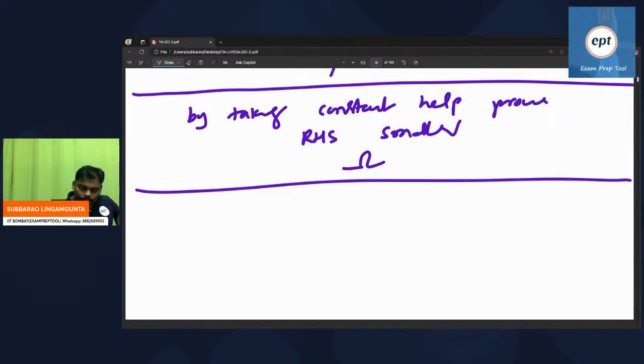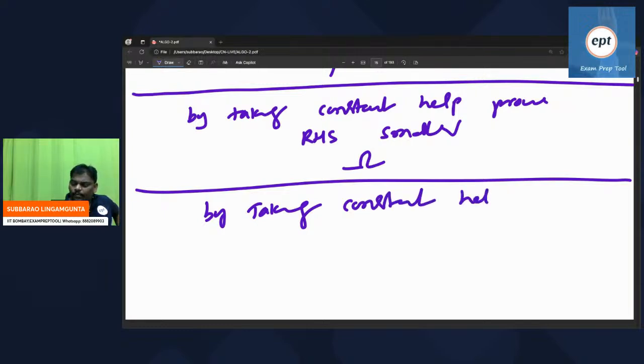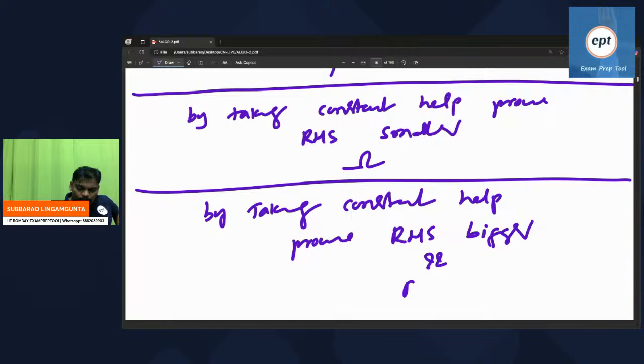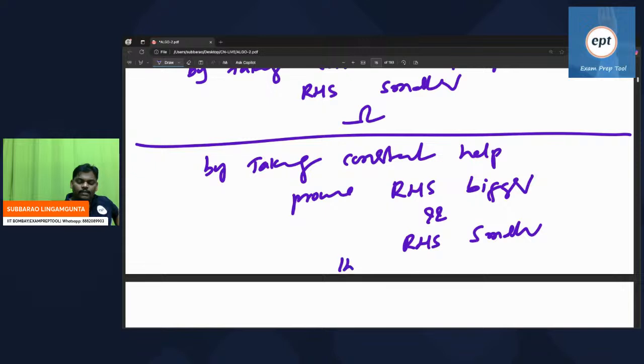Next one. By taking constant help, prove the right side bigger and the right hand side smaller also. Then it is called theta. Then it is theta.